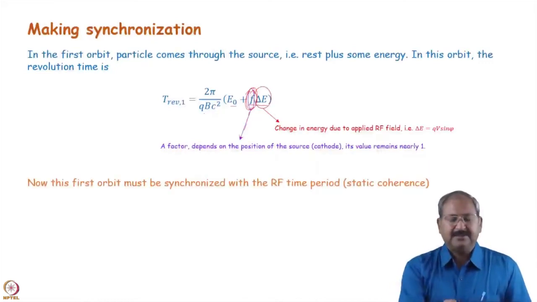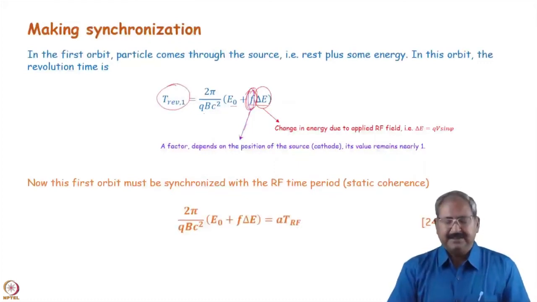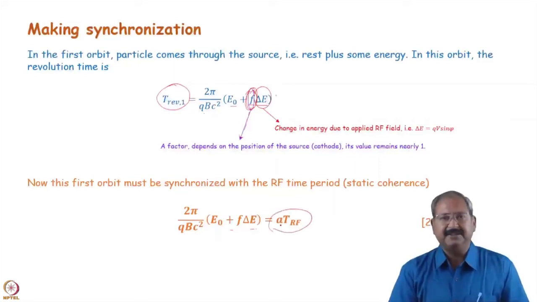So now this first orbit revolution time should also be synchronized. So 2 pi by qBc square (not plus f) delta E, which we have calculated here in this equation, should be a TRF, where A is again some integer. So we have two integers for synchronization. One is A, which takes care of the first orbit, and another is B, which takes care of all consecutive orbits.